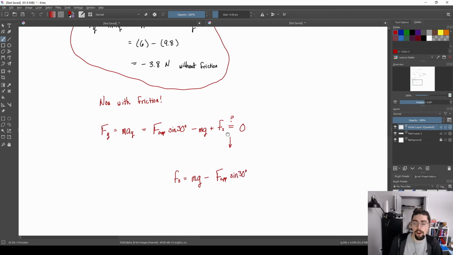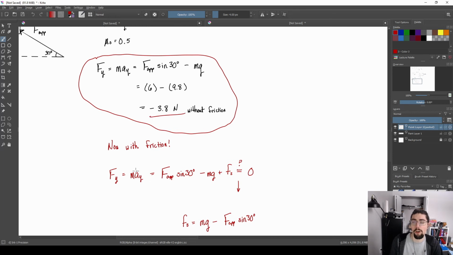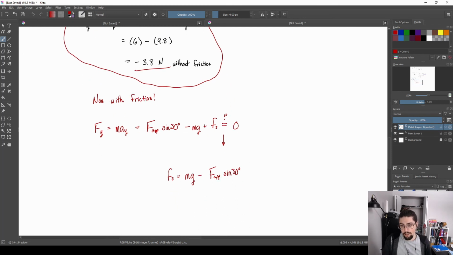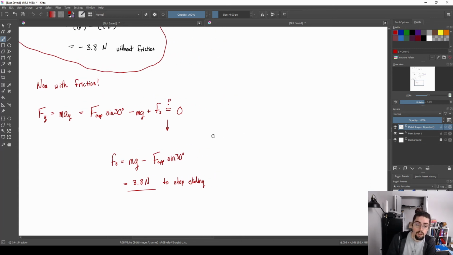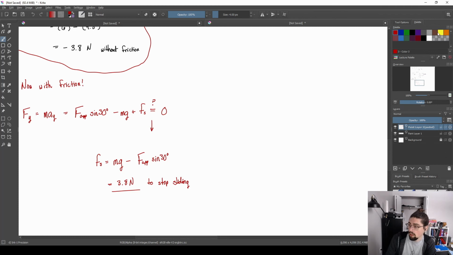As it turns out, we've already got this quantity, right? We had solved it out before. F applied sine of 30 minus mg is negative 3.8. So we know that the static friction force just needs to be 3.8 newtons to stop this from moving, to stop sliding. That's all it needs to be. Now the question is, can static friction actually provide this, or is it going to start moving anyways? So I'll do this in an orange color. Can static friction provide that?